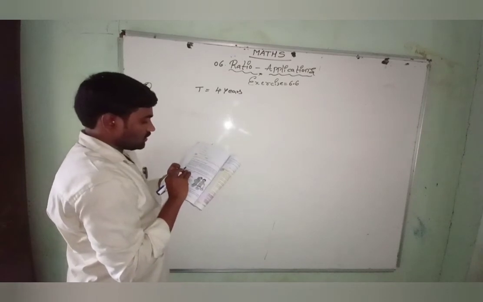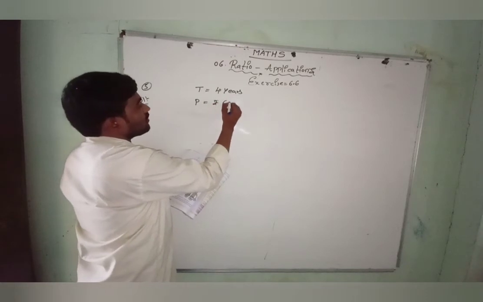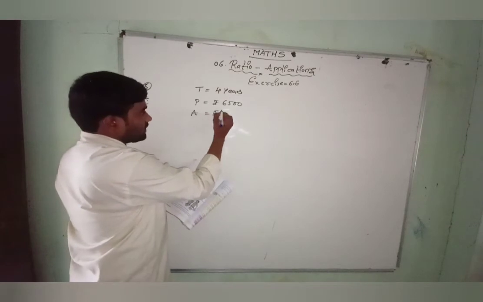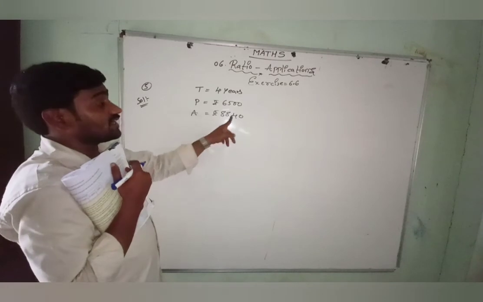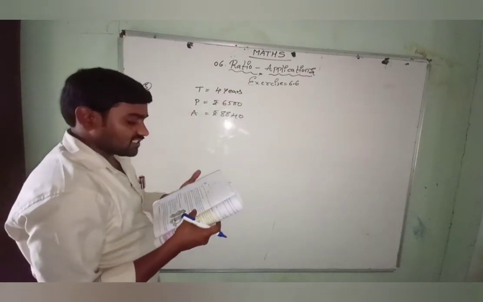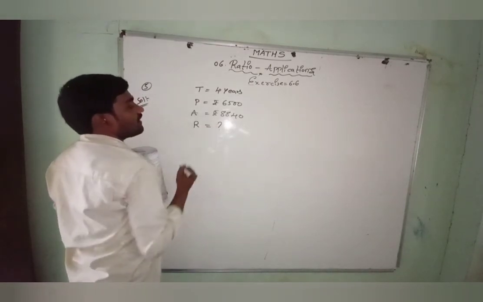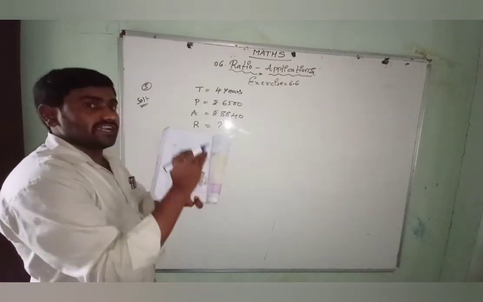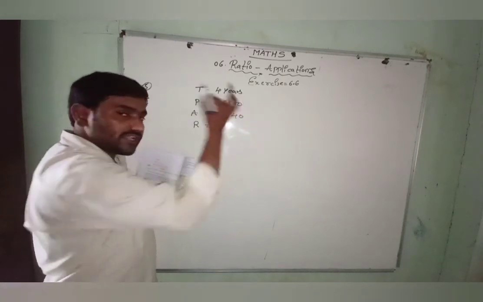The principal is rupees 6,500. The amount is rupees 8,840. So 6,500 became 8,840 in 4 years at a certain rate of interest. The value of r is not given; with some rate of interest, in 4 years' time, 6,500 became 8,840.